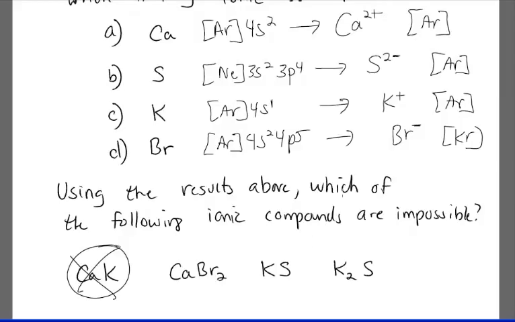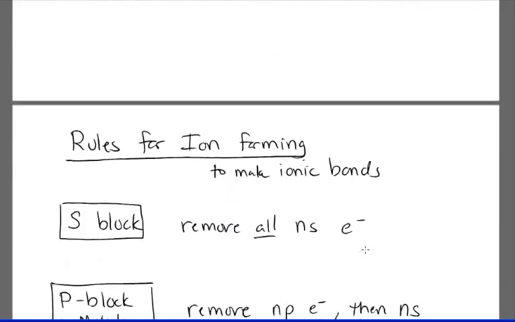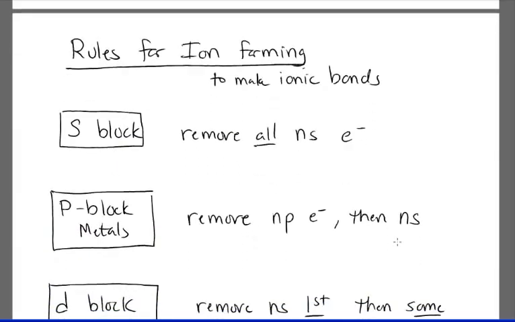Let's look at KS. Potassium, 1+, sulfur, 2-. They are opposite charges, but the magnitudes are not the same, so they can't form a 1-to-1 ratio. This one is not possible either. Let's look at K2S. Again, they're opposite, and 2 potassiums will make 2 positive charges. That will balance the 2- charge. That one is valid. So let's look at some general rules for forming ions to make ionic bonds.